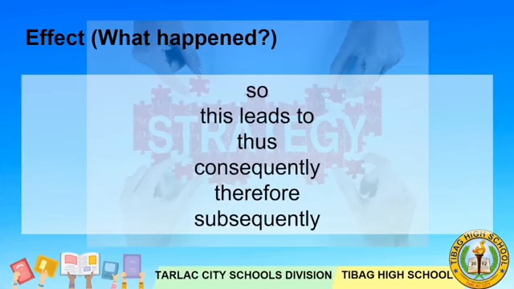Now, these are the following signal words that we can use in effect. We have so, this leads to, thus, consequently, therefore, subsequently. These signal words, if you have encountered them in the sentence, it means the phrase or the sentence is the effect in the given sentence.